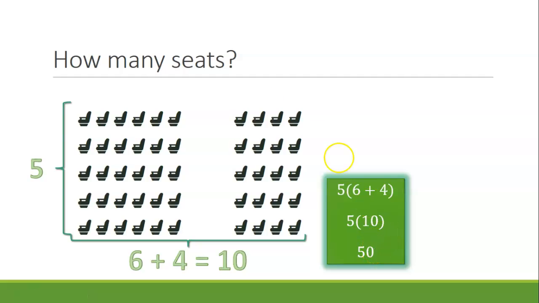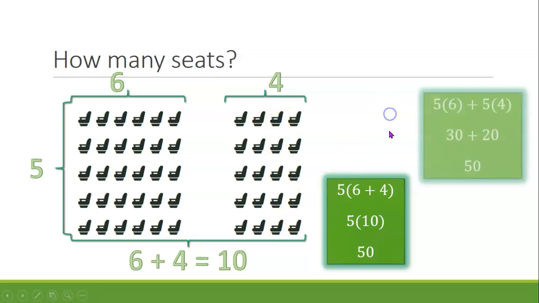But another way to look at this is, okay, there's seats in the front of the room and seats in the back of the room. And if we looked at those individually, in the front of the room, we've got 5 rows with 6 in each row. And in the back of the room, we've got 5 rows of 4. So the 5 rows of 6 would be 30 seats here, plus the 5 rows of 4 would be 20 seats here, and 30 plus 20 is 50.